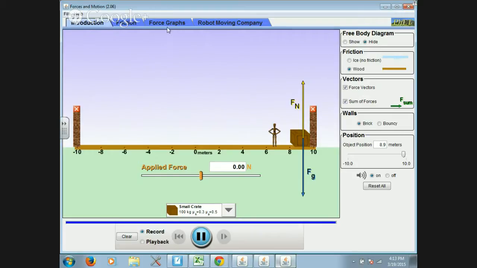There's a lot of really cool force graphs and things that I encourage you to check out. But like I said, I'm going to have to pick up the kiddos here soon. So we're going to keep moving along.